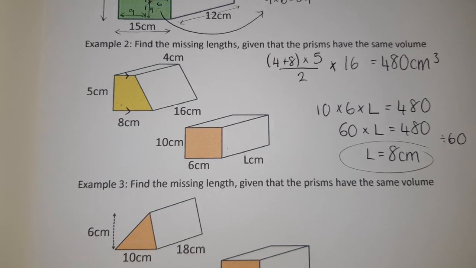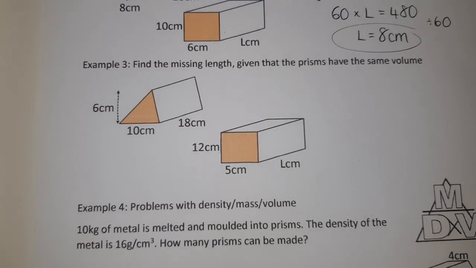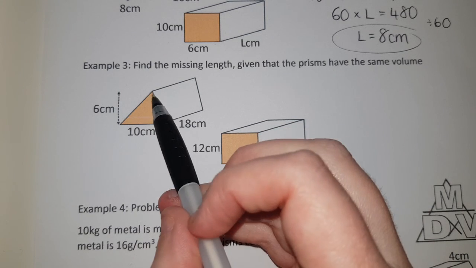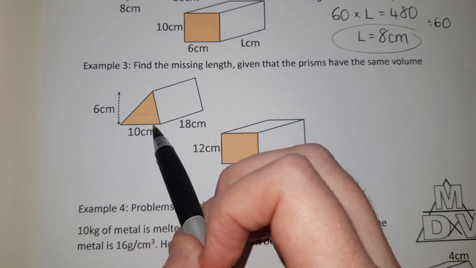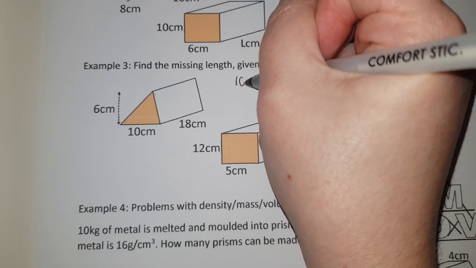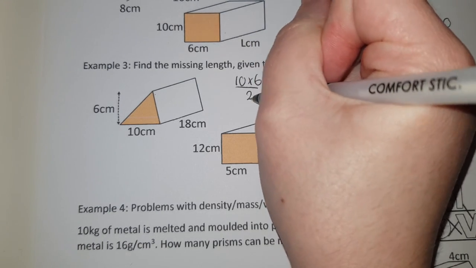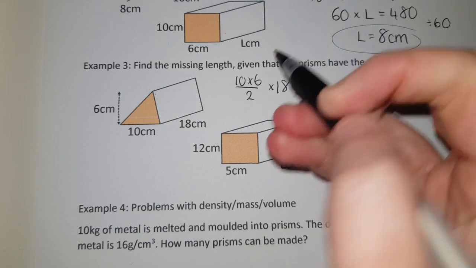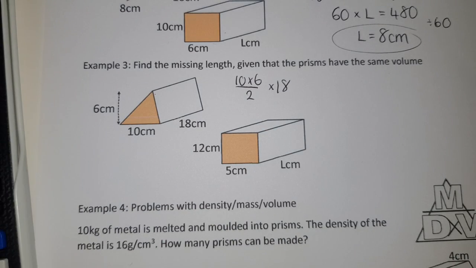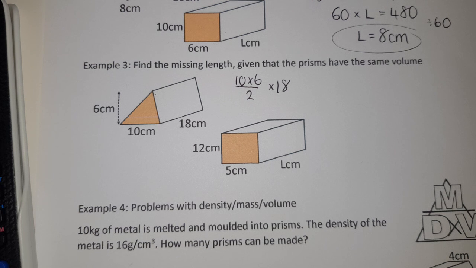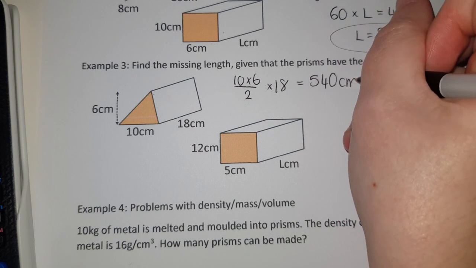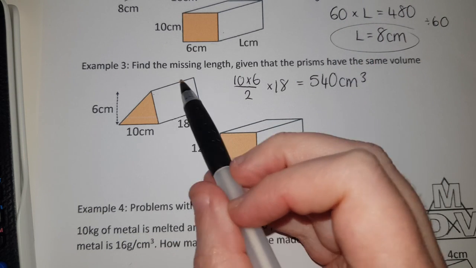We're going to do the same idea on the next one, but this one's got a triangular prism and a cuboid that have the same volume. So on this one, if I was going to find the volume of a triangular prism, I find the area of the triangle, so that's base times height and half it, so that'll give me the orange triangle. I'm then going to times it by 18 to get the volume of the whole shape. So I've got 10 times 6 is 60, half of 60 is 30, and if I times that by 18, I get 540 centimetres cubed. So that's my volume of this triangular prism.